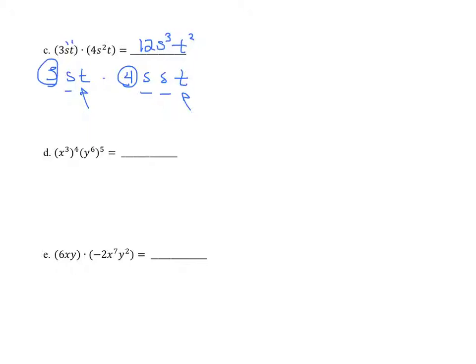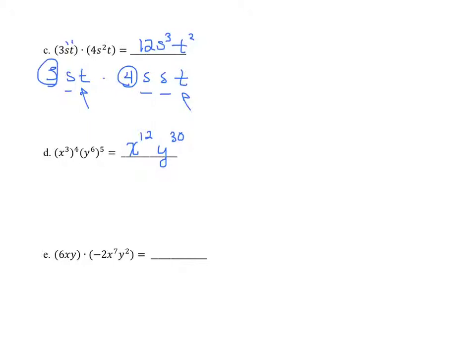Now this one, we need to raise the power to a power, so we multiply our exponents. So it'll be x to the 12th, y to the 30th, and I'm done. I can't combine them because x and y are different.